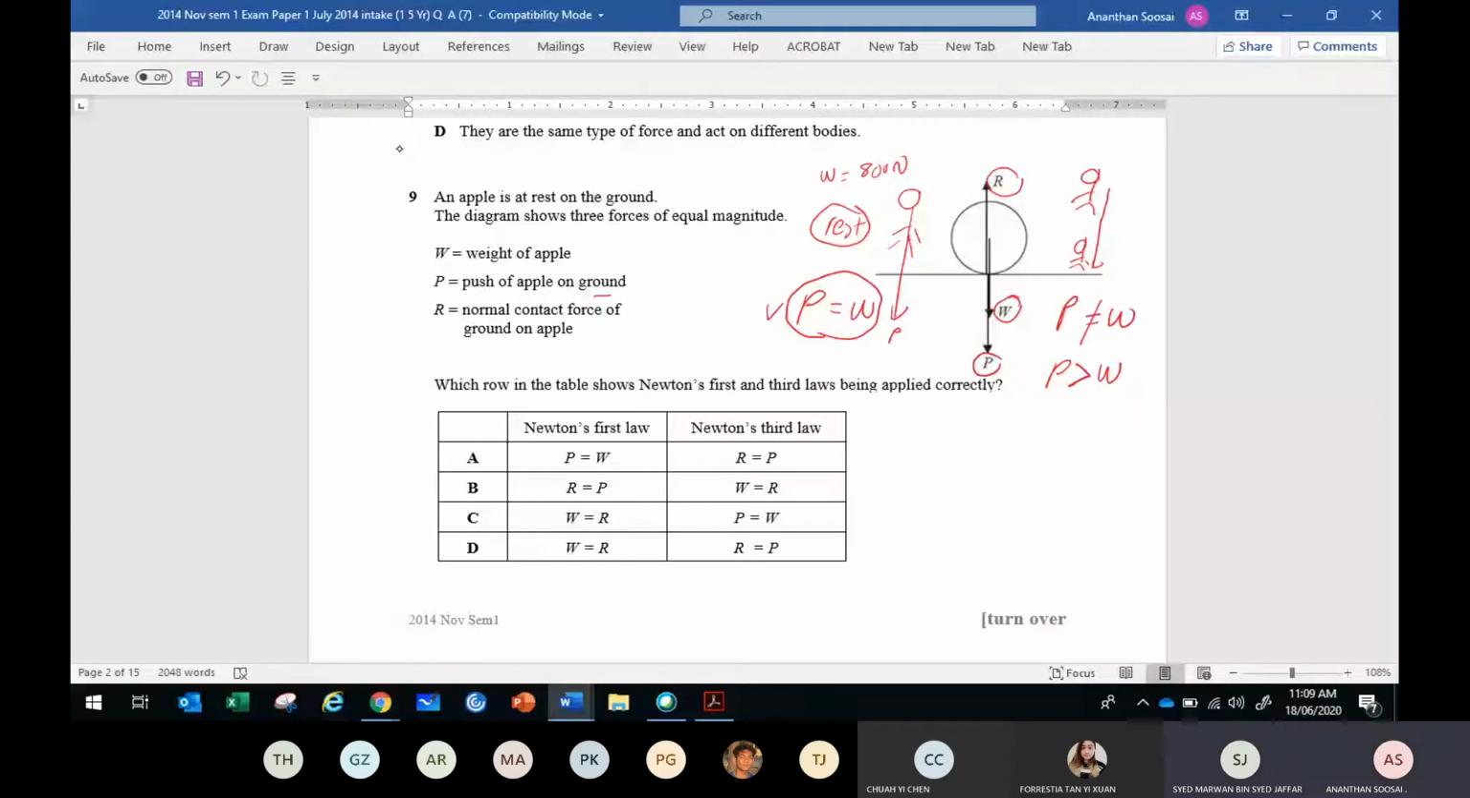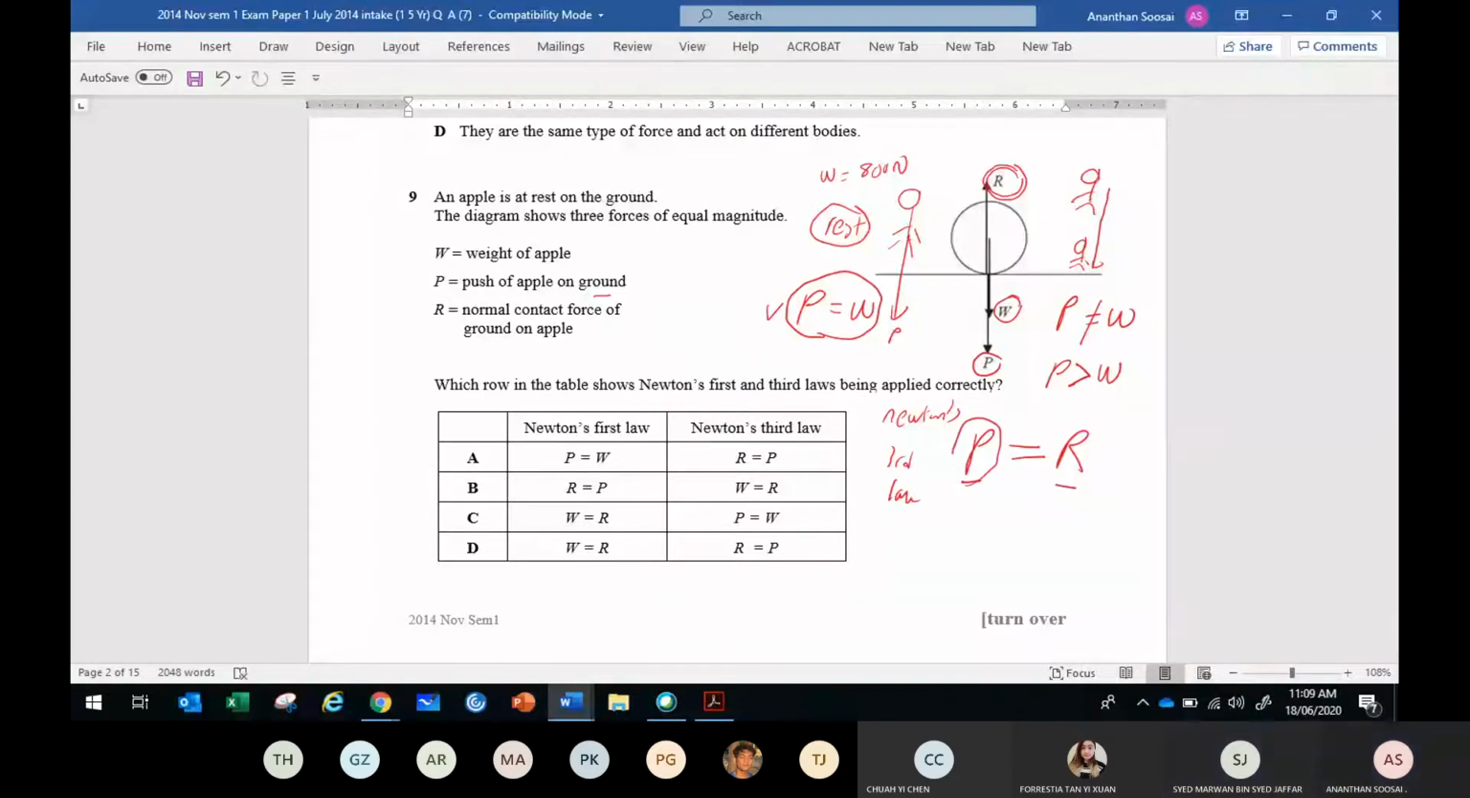So that is the force P. P is the force you exert on the ground, and P should be greater than W when you accelerate down, when your acceleration happens. The force exerted on the ground is P, so the ground is going to push you back with R. So P and R are always the same. This is Newton's third law. P should be equal to R.